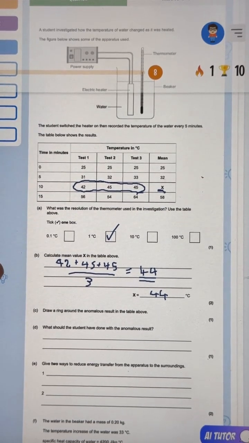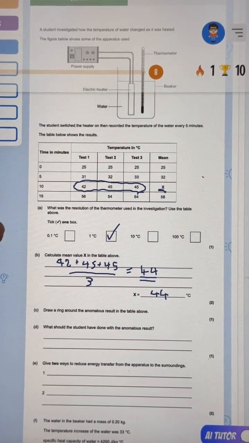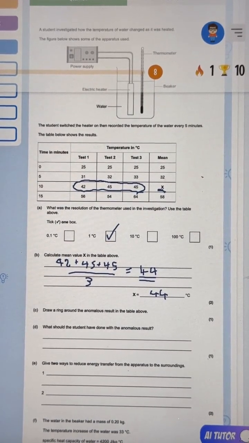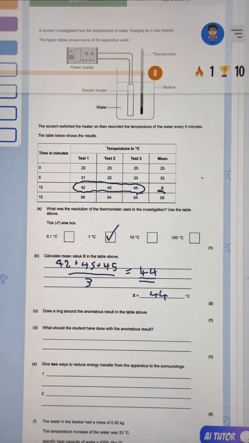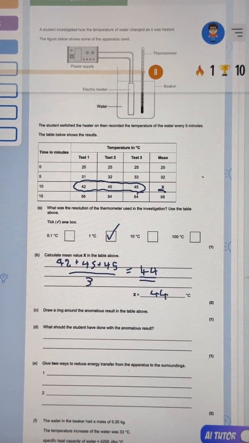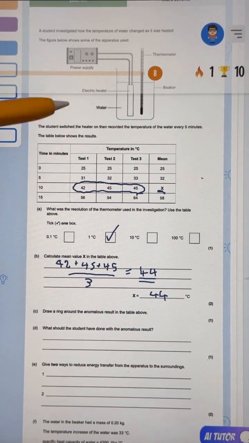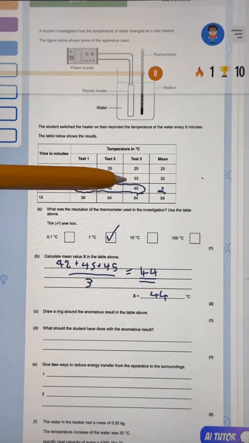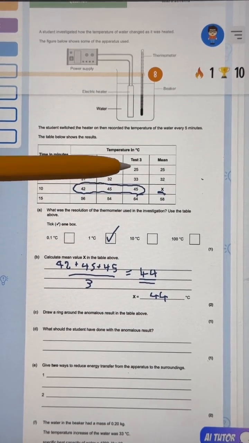Then it says, draw a ring around the anomalous result in the table above. So an anomalous result is a number that kind of sticks out from the rest. It doesn't fit the trend. It's quite far off, what we call an outlier. It doesn't really follow the other measurements that we've got. So I'd go row by row and look at which ones are close and which one isn't.